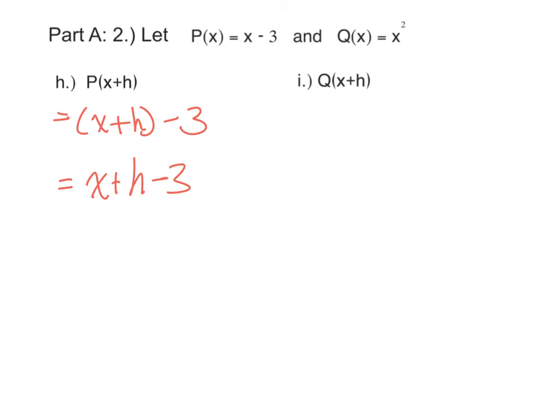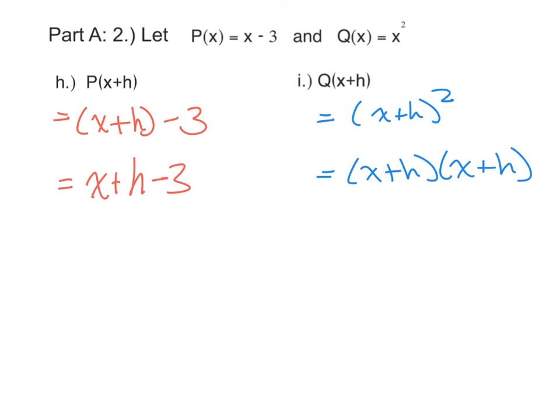When it comes to q, q of x plus h means x plus h squared. Squaring that, remember it's not x squared plus h squared, because we have to take x plus h times x plus h, and that'll give us x squared plus 2xh plus h squared.